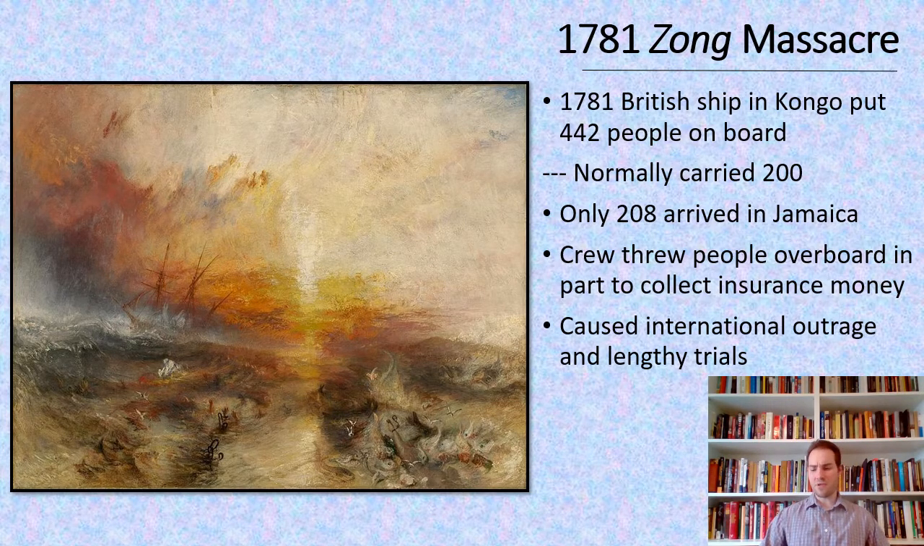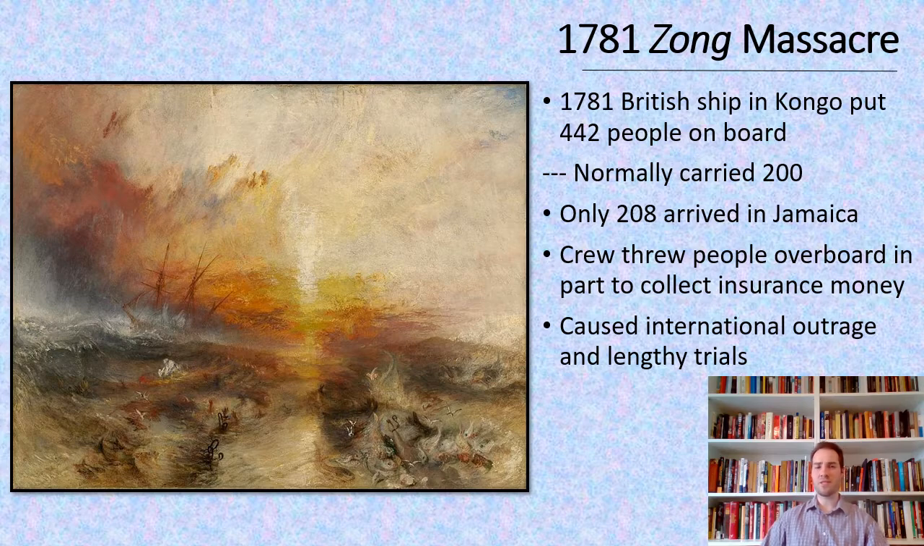Another thing that circulates around this time that's going to really change people's understanding of slavery, that's going to really start to put it in people's faces globally, is the Zong massacre. So this happened in 1781. It's a British ship, the Zhong or Zong, right? People say it differently. It doesn't particularly matter. Don't worry about it. It's coming out of Congo, and for whatever reason, they are going to load the ship up with way more people than normal.